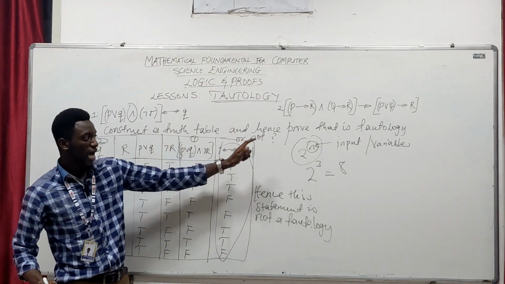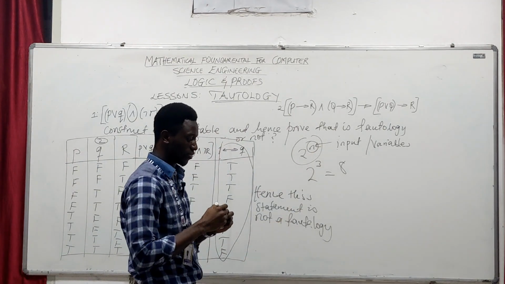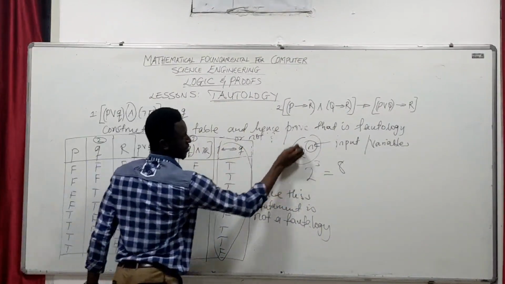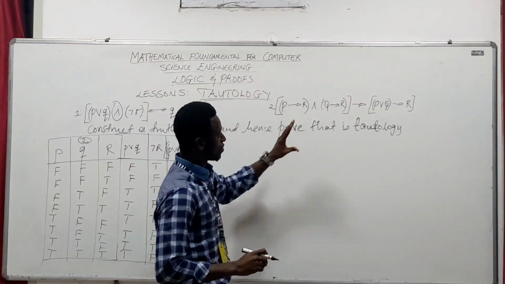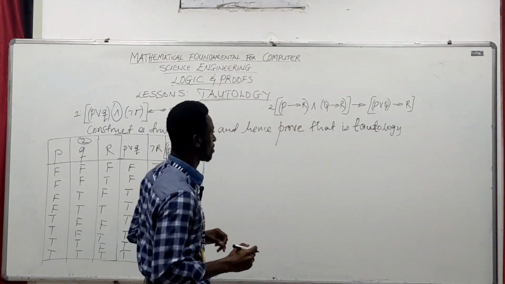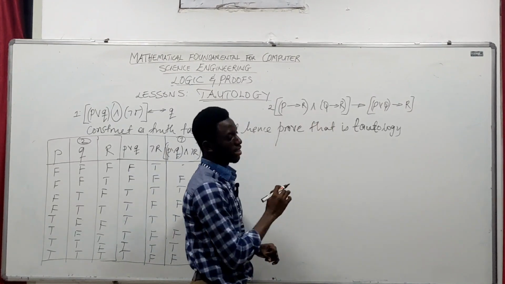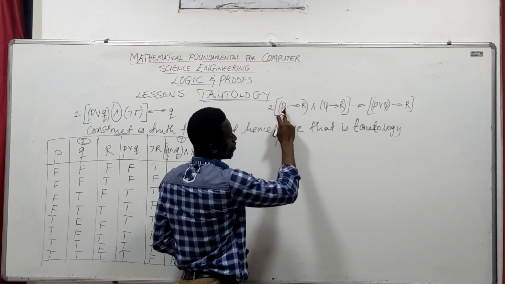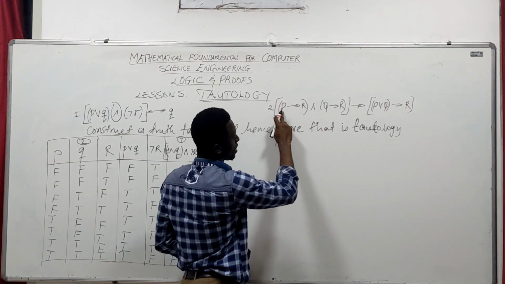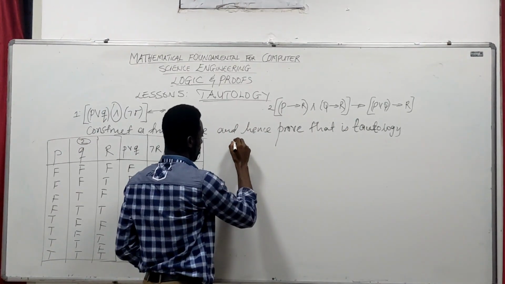So let's see the other example, but because of space, I need to remove this one, then we'll continue. Now let's try to solve this other example. Let's see if this one is a tautology or not. We'll start by counting the number of variables here. It is the same as the previous example: P, R, and Q. So we have 3 variables. Okay?